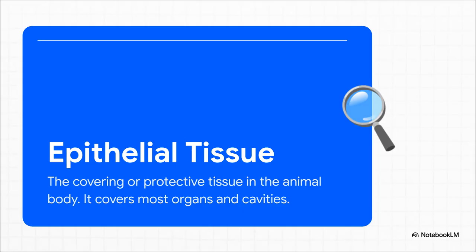First on our list are the protectors, epithelial tissue. I want you to think of this stuff as the body's bouncers and border patrol all rolled into one. It's basically a solid sheet of cells, all packed tightly together to form a barrier. This is your skin, for one, but it also lines everything on the inside. All your organs, all your body cavities. It's the gatekeeper.